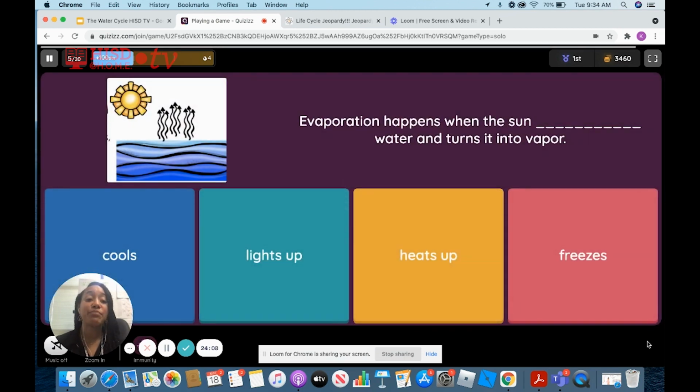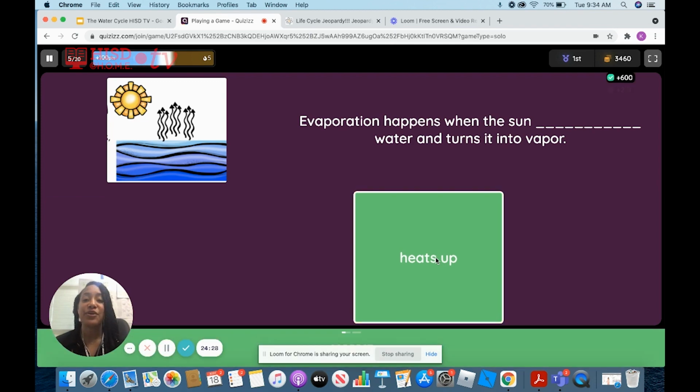Evaporation happens when the sun heats water and turns it into vapor. Yes, in order to get that water to go into the atmosphere, that water has to change from a liquid to a gas. And in order to change from a liquid to a gas, we have to heat it up. Think about you in a shower, how you get the steam.